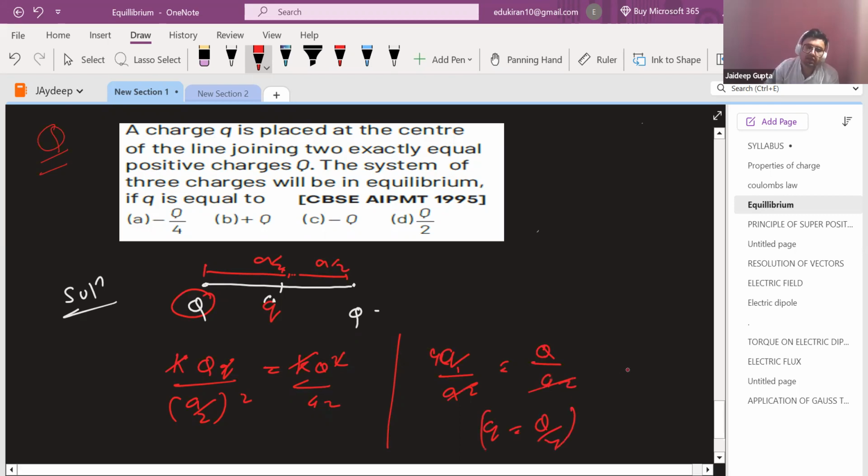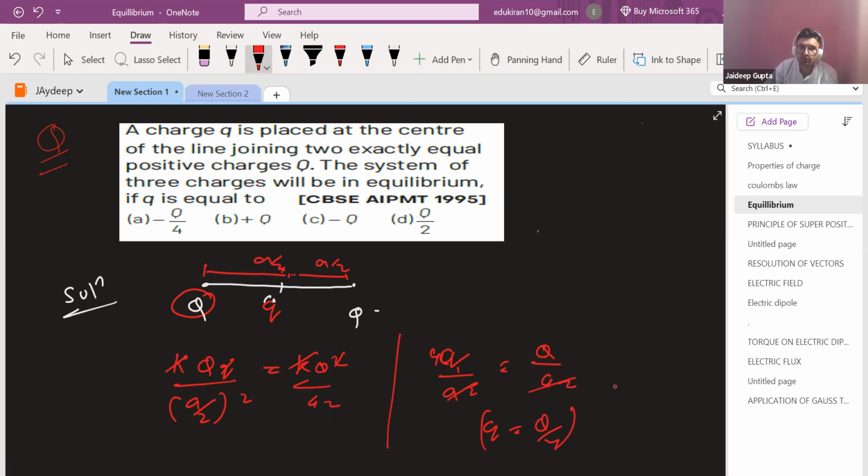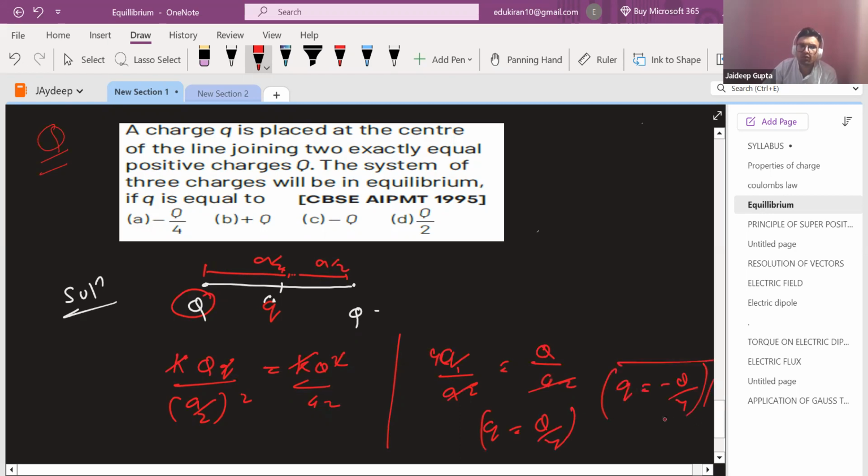And what is the nature? Did you understand how to find out the nature of the given charge? Because look, it's a trick. If the two charges are having same nature, then the third would be opposite nature. So Q equals minus Q over 4. Okay, Iram? Is it fine? Yes, sir.